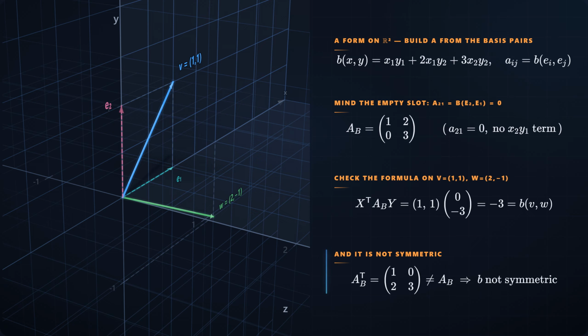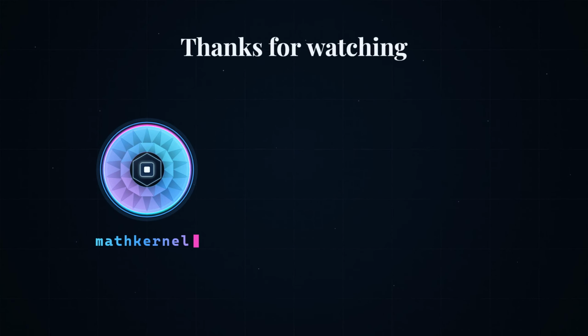Next we leave forms behind and ask which vectors are orthogonal to a whole subspace, the orthogonal complement. That's the matrix of a bilinear form, one table of numbers with B of V, W equal to X transpose A Y, and the form's symmetry mirrored in the matrices.